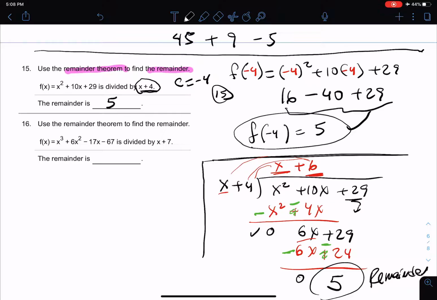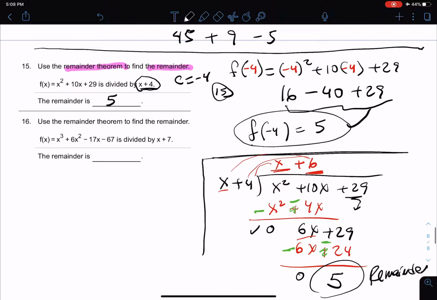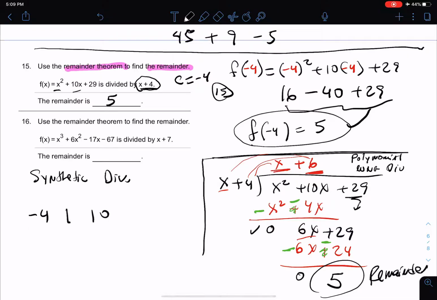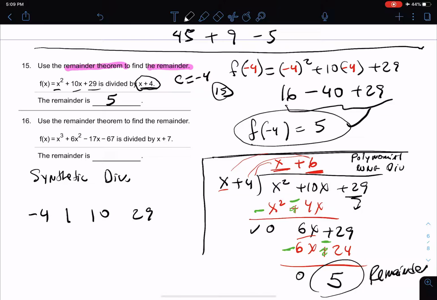Let's tie that together. This is called polynomial long division, and this is called synthetic division. So let's do that same problem, but with synthetic division. Synthetic division uses the c value, so negative 4. It uses the coefficient on each one of these terms. So it would be 1. The next coefficient is 10. The last coefficient is 29. This will really illustrate the speed of synthetic division.